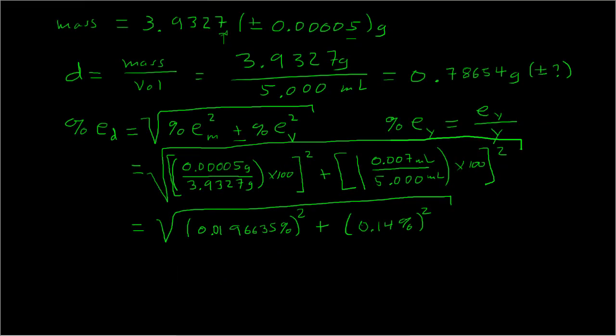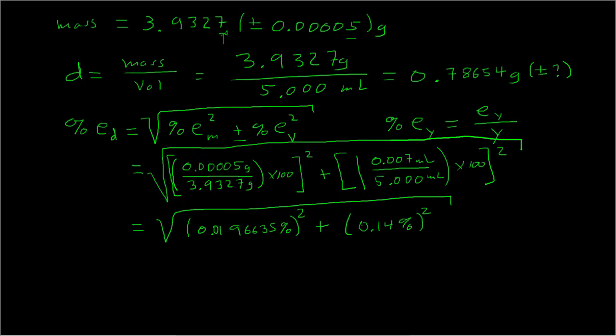So one thing you can immediately see is that the precision of our mass value is much better. So we have a much smaller number here than we do for the volume measurement. So of these two measurements, the volume measurement is the least precise. So if we wanted a more precise measurement of density, we would need to do a better job with the volume measurement, to make it more precise, more reproducible. So just comparing these percentages, that's how we can figure that out.